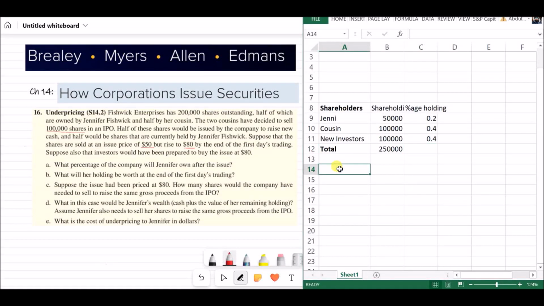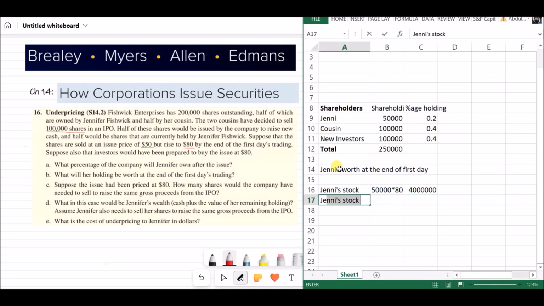So we have to calculate Jenny's worth at the end of first day. To calculate Jenny's worth, we know Jenny has some stocks. Jenny had 50,000 shares, and each share will be selling at 80, because at the end of the first trading day, the share price will be 80. So what will be total? 50,000 multiplied by 80. So that will be 4 million.